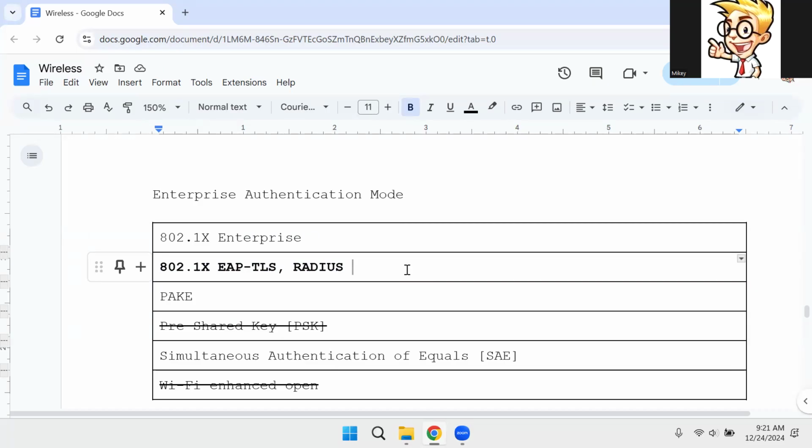Okay, so you saw that I eliminated two. I'm not even sure what PAKE is, but I'm going to lean towards this one because I know that's enterprise. It's a bit better option than this one if I'm going to be using a remote access style user system. Okay, next one.